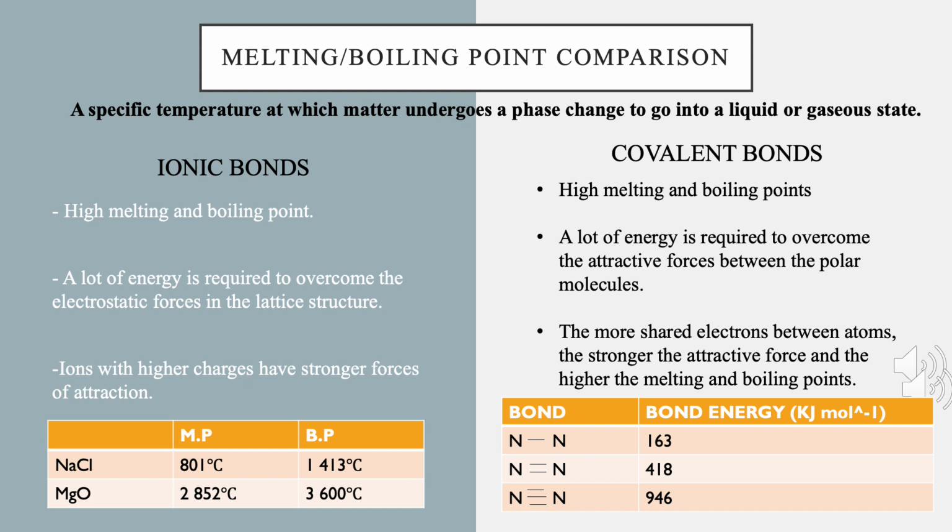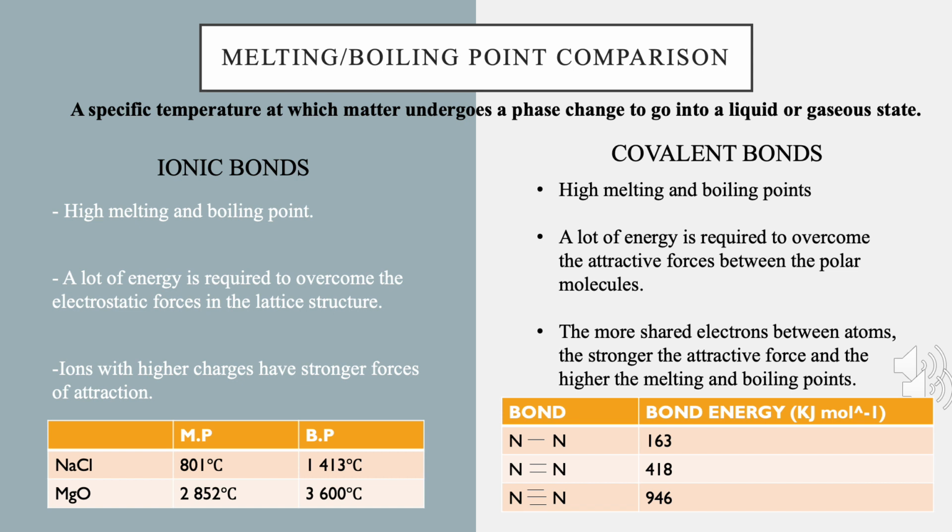This is evident through the following chart. It is seen that sodium chloride has a melting point of 801 degrees Celsius, whereas magnesium oxide has a melting point of 2,852 degrees Celsius. Then, sodium chloride has a boiling point of 1,413 degrees Celsius, whereas magnesium oxide has a boiling point of 3,600 degrees Celsius. This is a very big difference, even though they're both ionic compounds, and this is dependent on the charges.